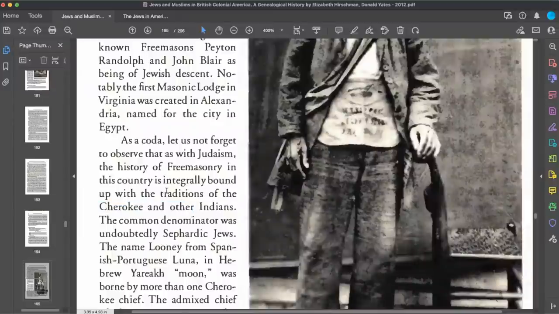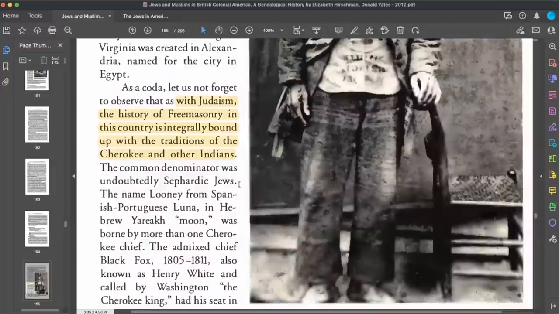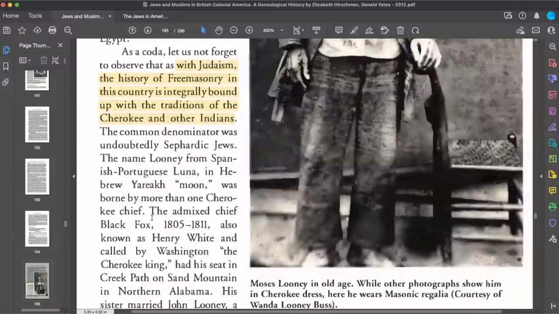Big one right there. Again, just like Judaism, the history of Freemasonry in this country is integrally bound with the tradition of the Cherokee and other Indians. The common denominator was undoubtedly Sephardic Jews. This is what was common about all of them. They had this in their blood. The name Looney, from Spanish Portuguese Luna and Hebrew Yareach, moon, was borne by more than one Cherokee chief. All right. That was not an indigenous name.